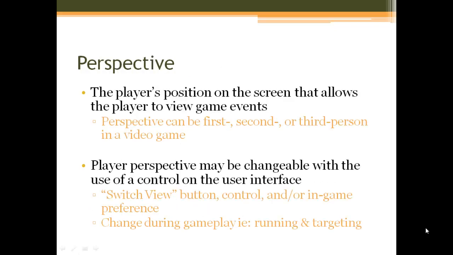Next, we must look at perspectives. The player's position on the screen that allows the player to view the game events is the perspective. It can be either first, second, or third person, and player perspective may be changeable with the use of a control on the user interface, such as a switch view button, or a control or an in-game preference.